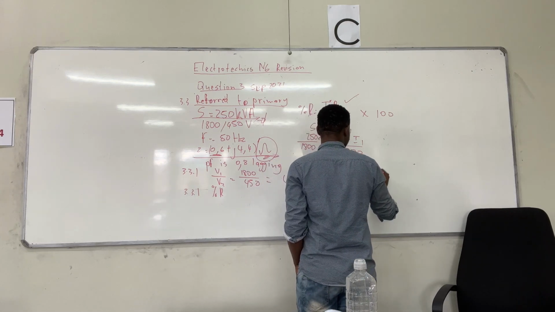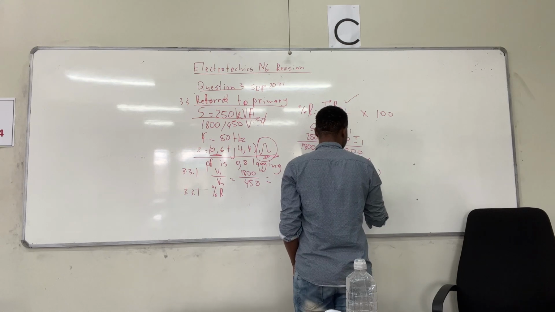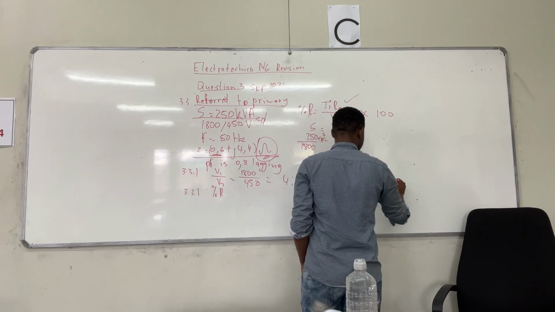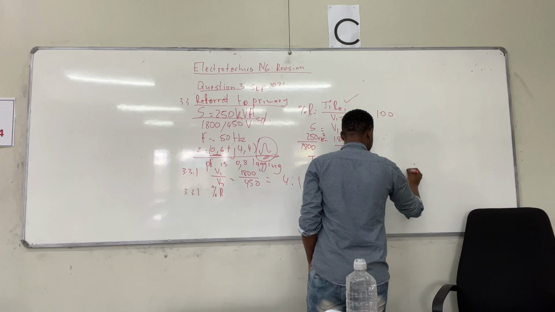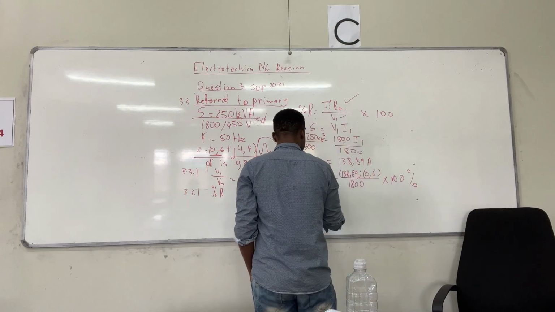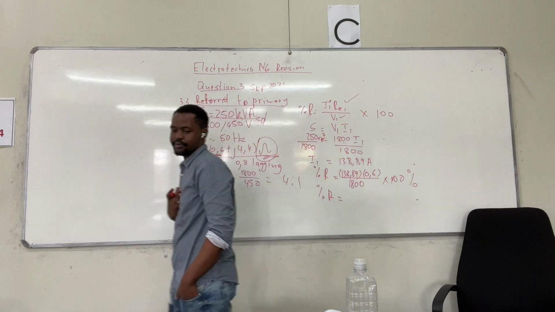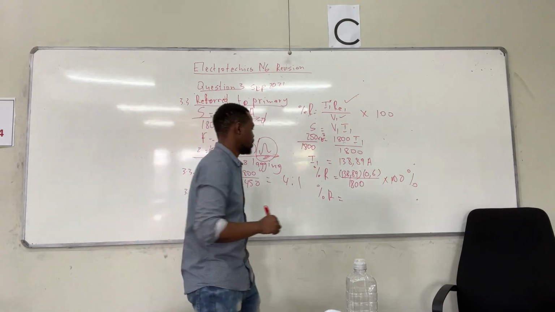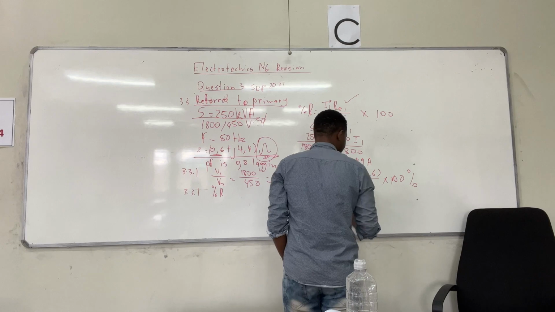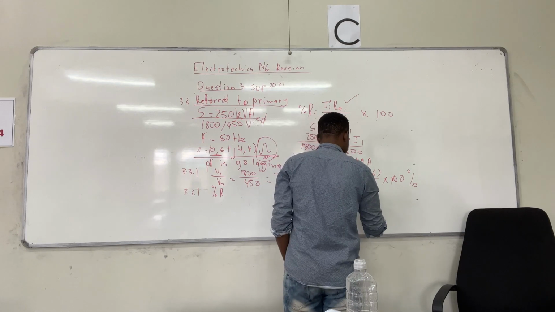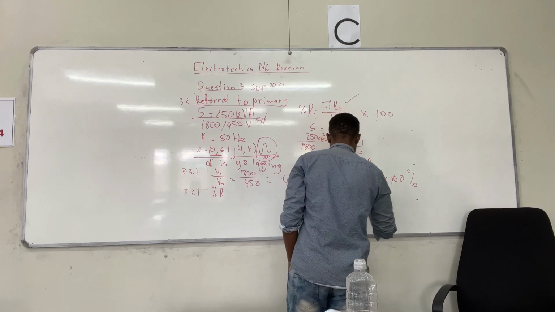0.6 over 1800 times 100. What is the percentage resistance? 4.63%. Okay.